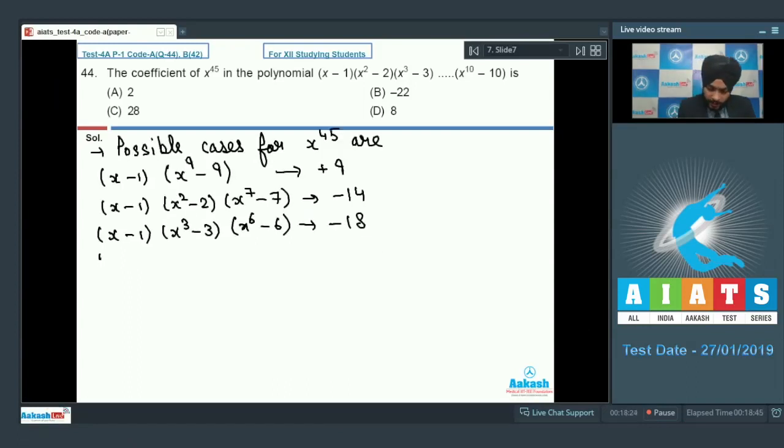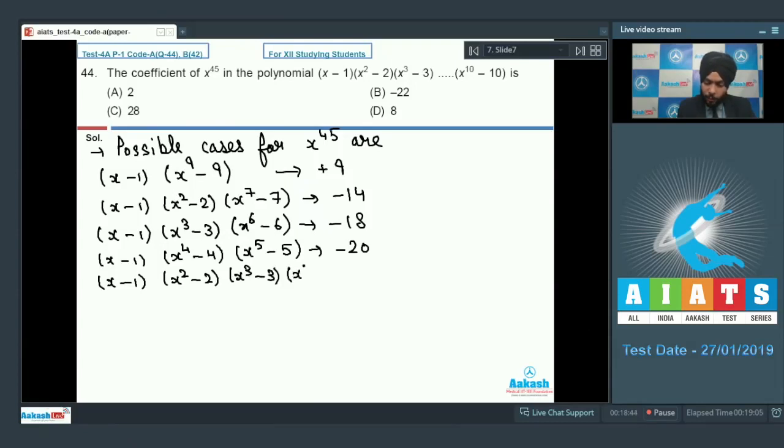The next possible case is x minus 1 into x power 4 minus 4 and then x power 5 minus 5, which will give you minus 1 into minus 4 into minus 5, minus 20. Then the last possible case with x minus 1 is x minus 1 into x square minus 2 into x cube minus 3 into x power 4 minus 4. Involving 4 terms, 1, 2, 3, 4, the sum is 10. The answer is plus 24.